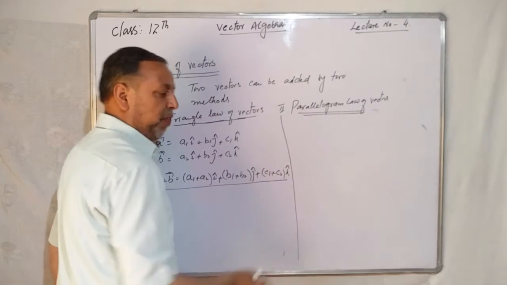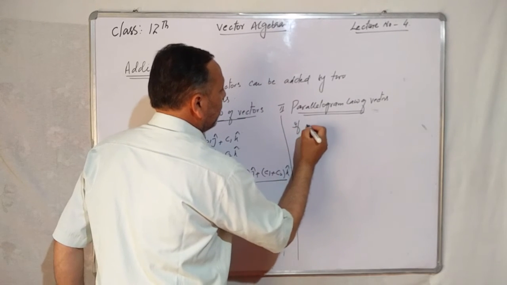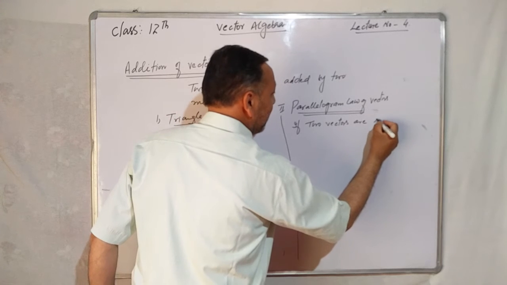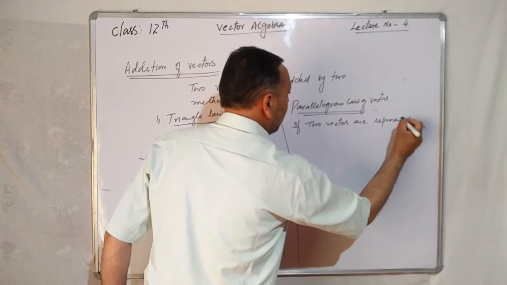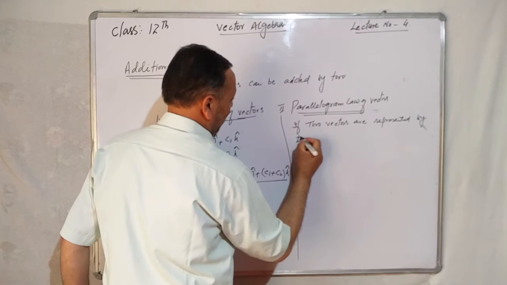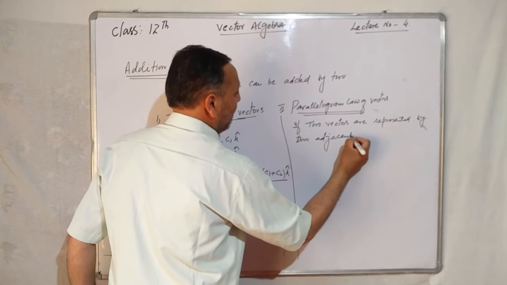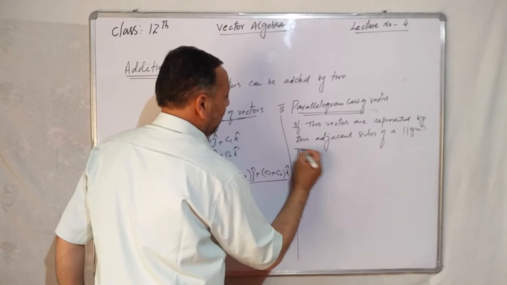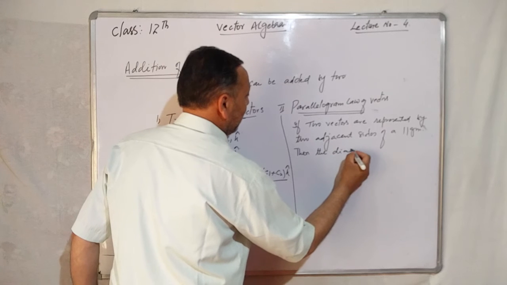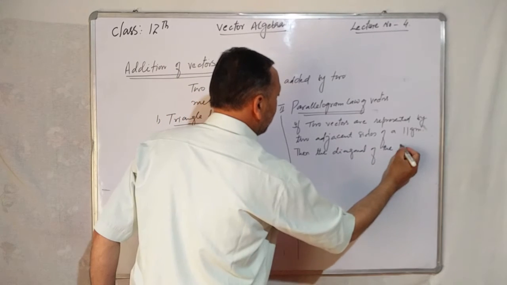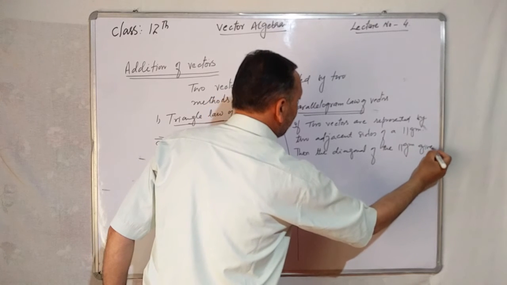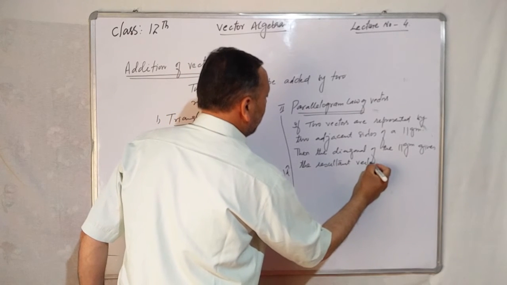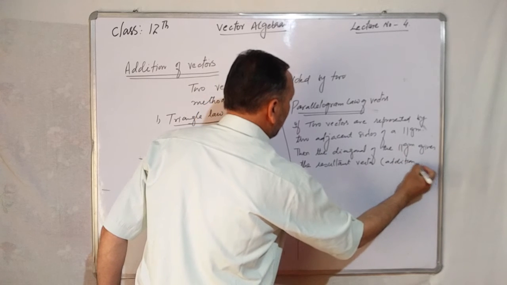Parallelogram law of vectors. What is the parallelogram law of vectors? If two vectors are represented by two adjacent sides of a parallelogram, then the diagonal of the parallelogram gives the resultant vector. That is the addition of two vectors.